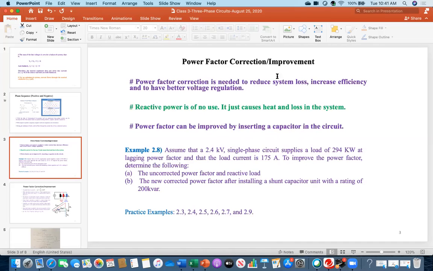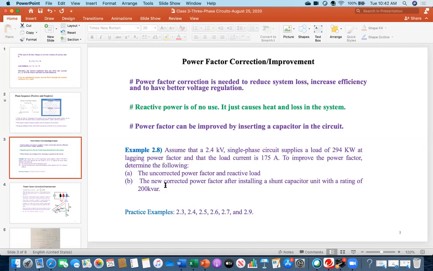Now, by utilizing this concept, everybody concentrate. I will be solving this numerical example, and that will help you to solve your homework problem number 6. It is very similar, so everybody, please have a look. What's the statement? Assume that a 2.4 kV single phase circuit supplies a load of 294 kilowatt at lagging power factor, and that the load current is 175 ampere. To improve the power factor, determine the following.